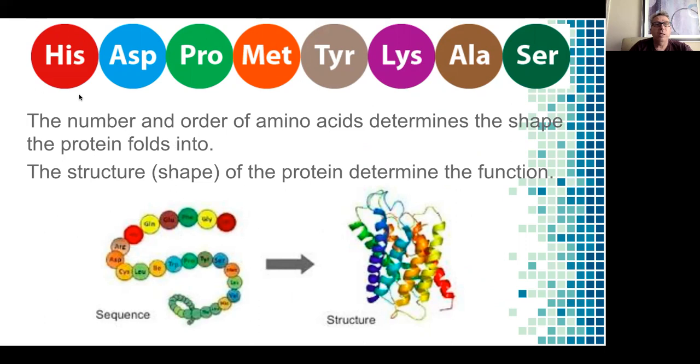So you see here, this is just an animation, just a picture of amino acids. That's what these three letters are. And so we have a string of amino acids. How many amino acids there are and what order are going to determine the shape of the protein, right? Now, the structure or the shape of the protein is going to determine its function.